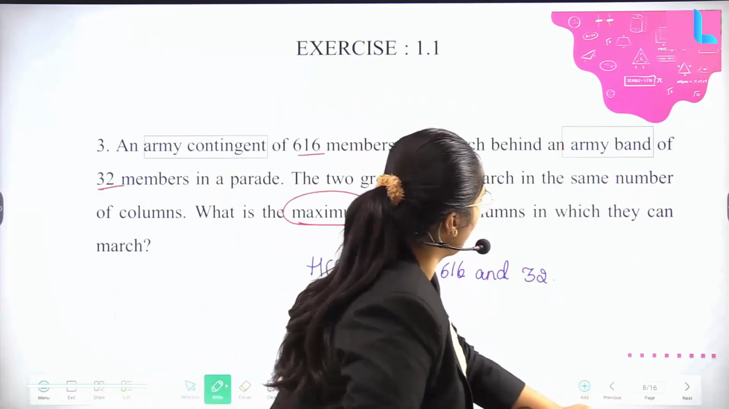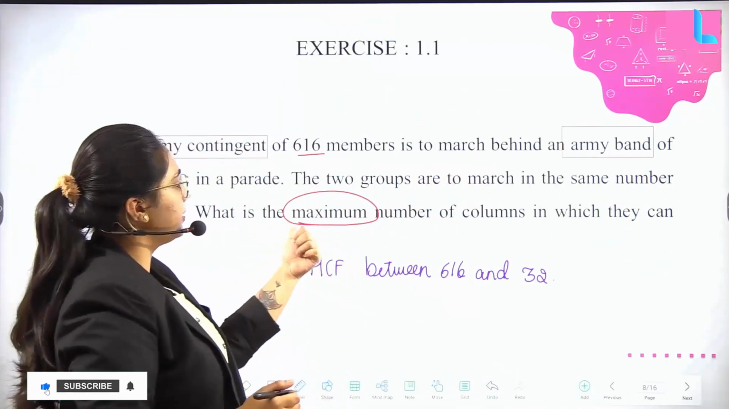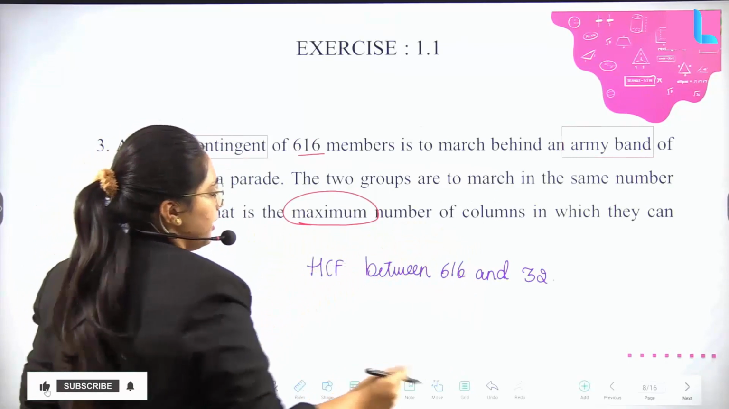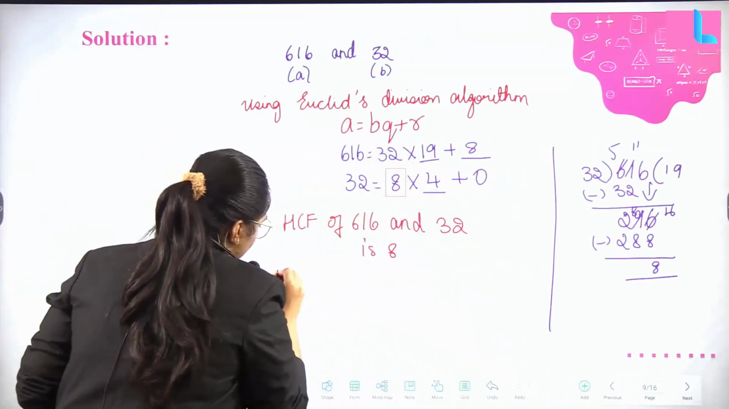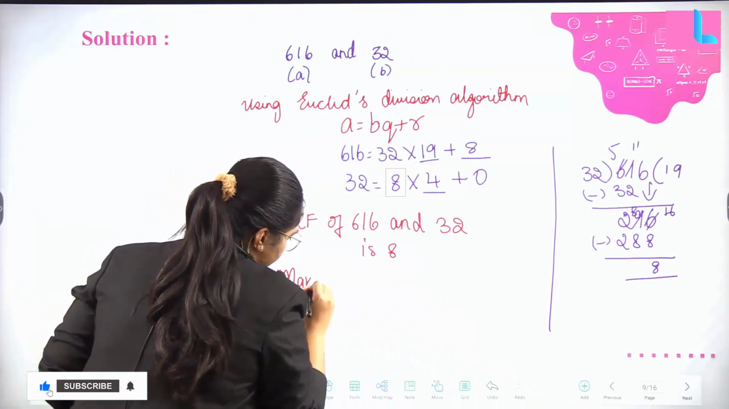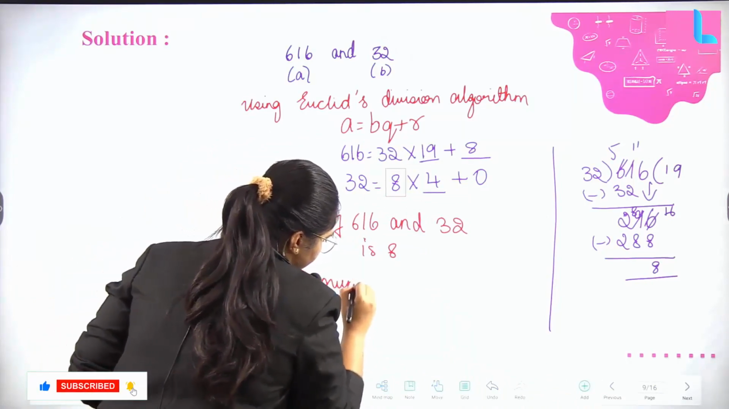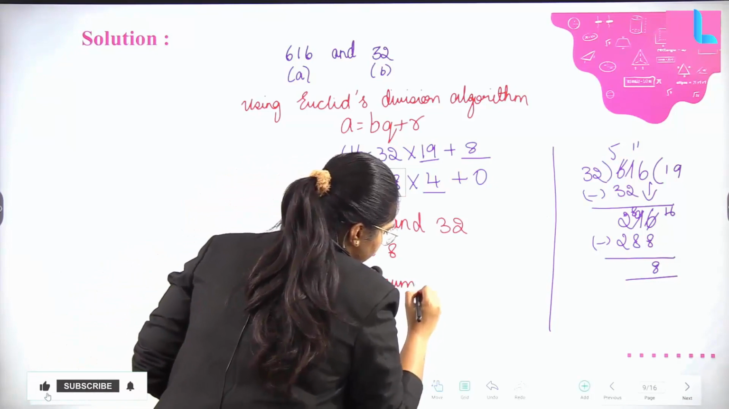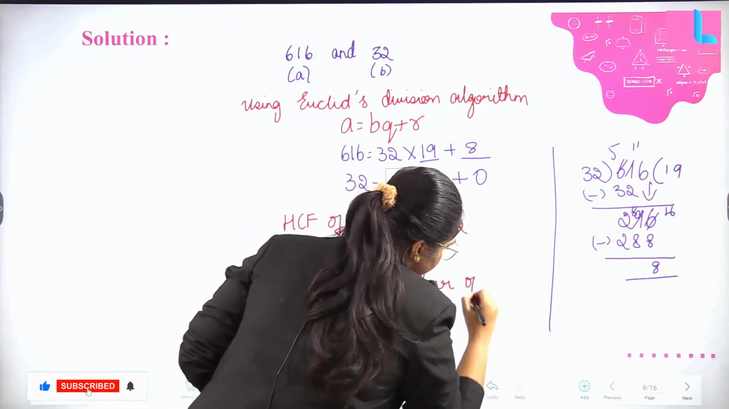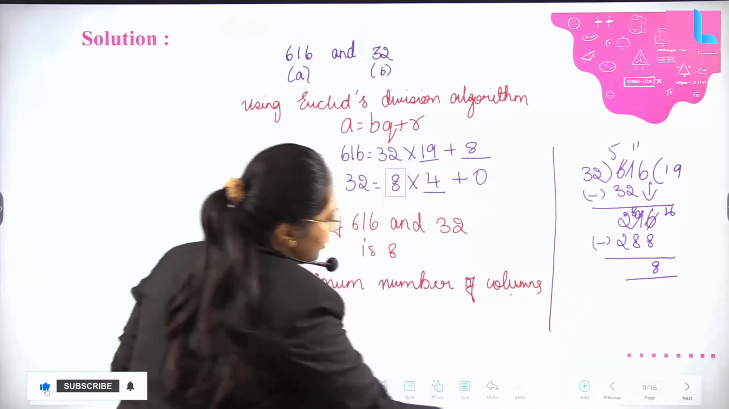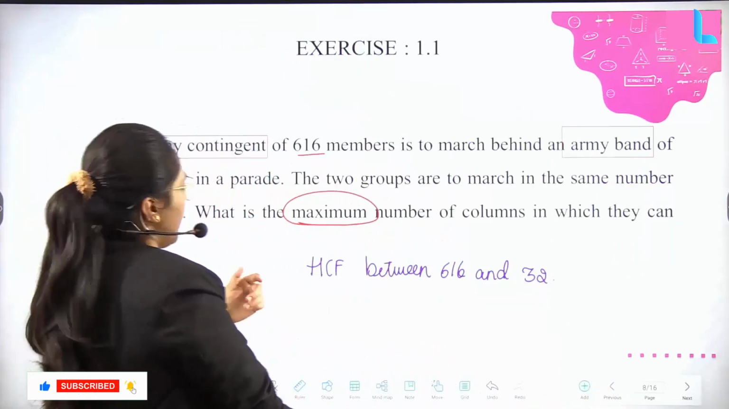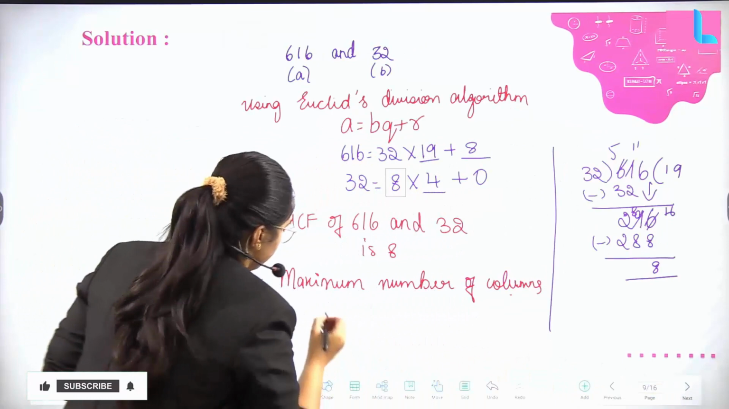If you read the problem statement, all they're asking is the maximum number of columns. Hence, the maximum number of columns in which they can march is 8.